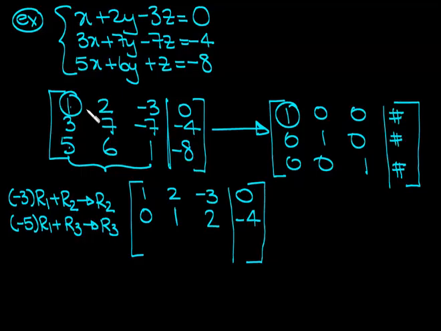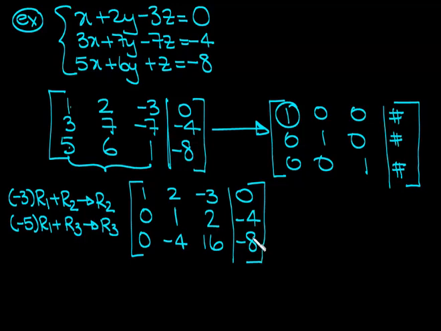Now we're going to do the same thing except with a negative 5. 1 times negative 5 is negative 5 plus 5 is 0. 2 times negative 5 is negative 10. Negative 10 plus 6 is negative 4. Negative 3 times negative 5 is positive 15, right? 15 plus 1 is 16. 0 times negative 5 is 0, and I get negative 8.